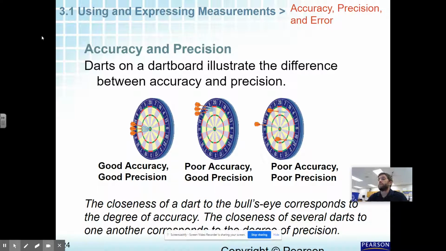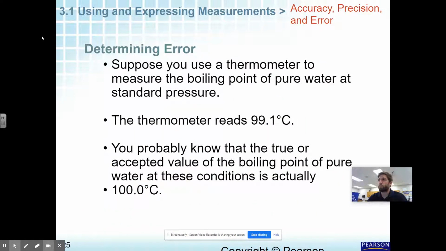So the only option that's not up here would be good accuracy and poor precision. That's kind of hard to do. You can do it, but it's kind of hard to do, or at least visualize as much as these other 3. Because if you're going to be accurate, mostly you are usually going to be pretty precise, but not always.